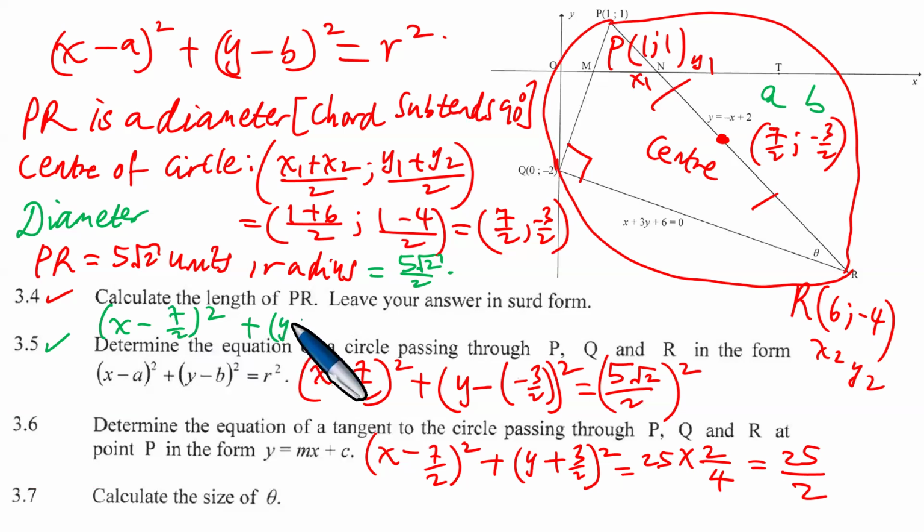Then you have y plus 3/2, and the result is 25 out of 2. And this here in green is the equation of the circle in the required form: x minus a all squared plus y minus b all squared equals the radius squared.